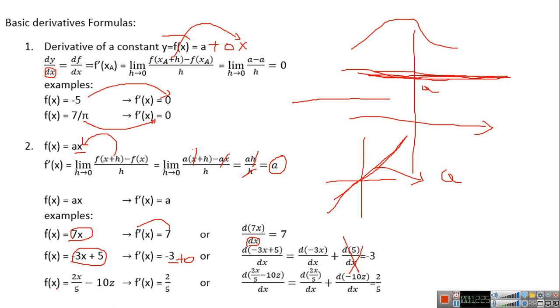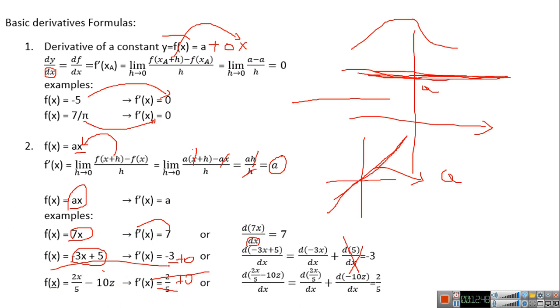Now I have f of x equal to 2x over 5 minus 10z. You cannot take z as a variable because the variable here is x. So z here is a number. So derivative of 2x over 5, it's the form ax, so derivative of 2x over 5 is 2 over 5. And 10z, because z is not x, so it is 0.